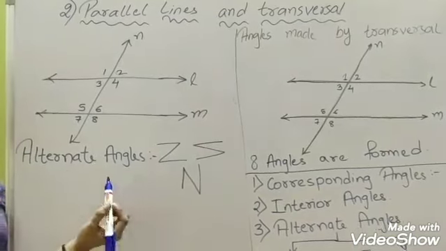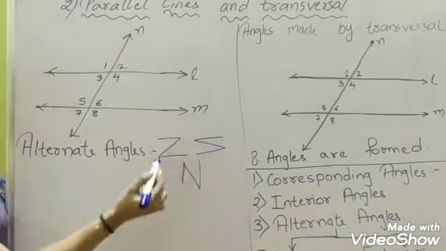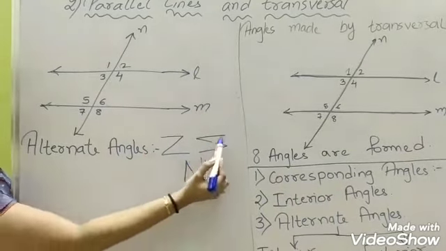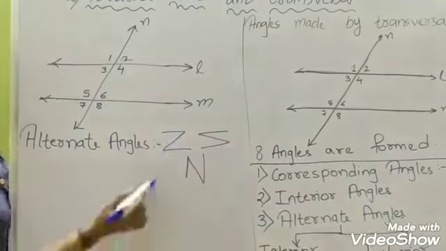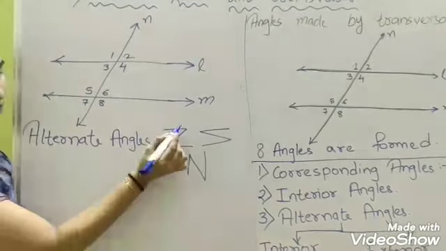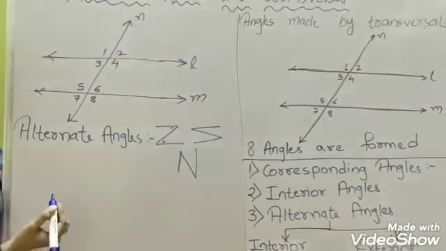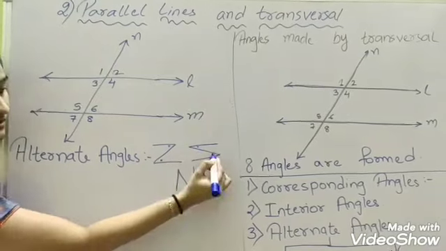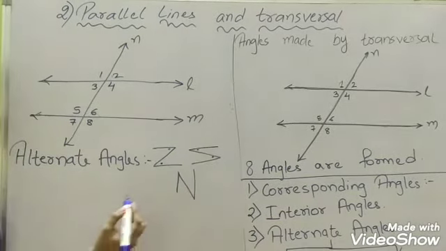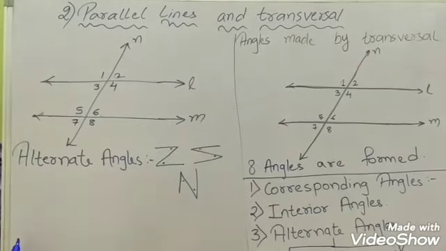Alternate angles. Now what are alternate angles? You can see the shape. This is a Z. This is a converse of Z. This is N. This type of shape, and now this angle and this angle will be said to be alternate angles. Here also this angle and this angle will be said to be alternate angles. Here also this angle and this angle will be said to be alternate angles.